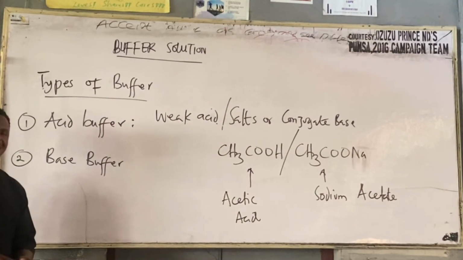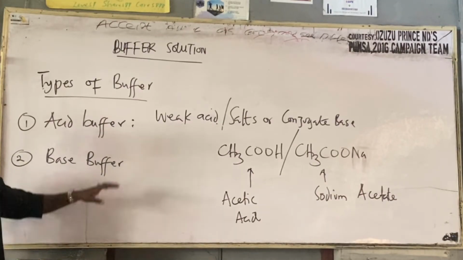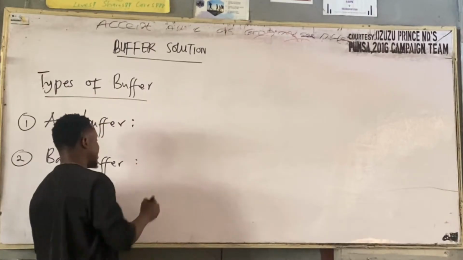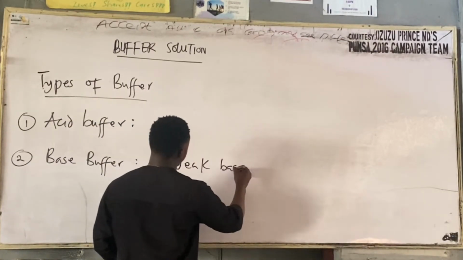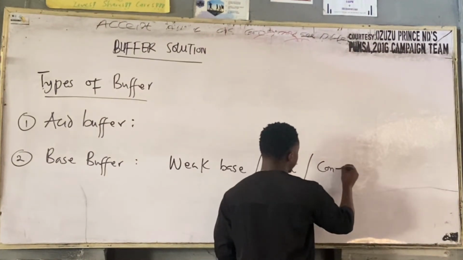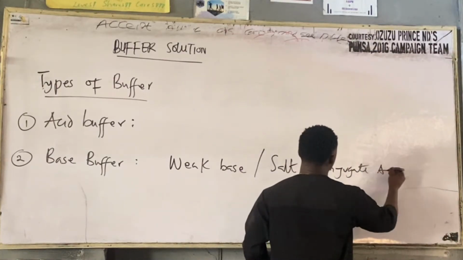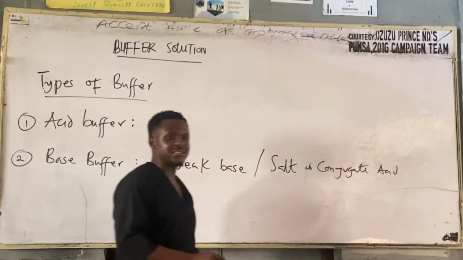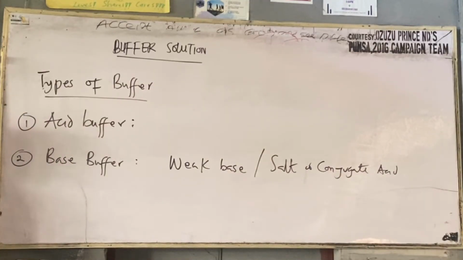A basic buffer is a buffer solution whose buffer action occurs at pH greater than 7. It is made up of a weak base and a salt or conjugate acid. You cannot use a strong acid to make a buffer solution. It's always a weak acid or weak base and their respective salts.